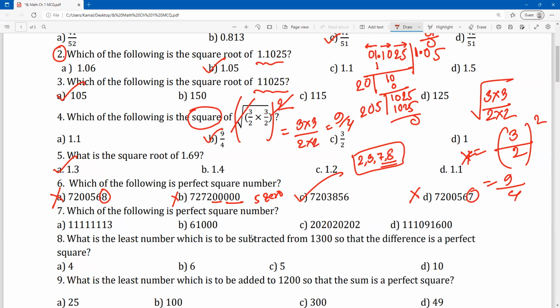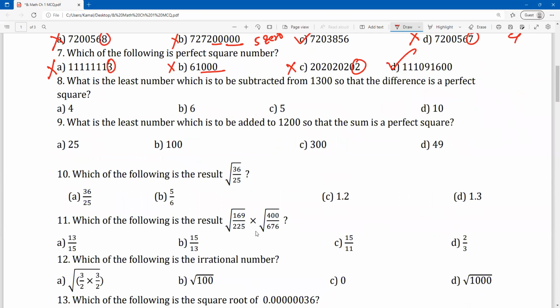Now the next question, question number 7. Which of the following is the perfect square number? As with the previous rule, here the one's place digit is 3. That's why this is not a perfect square. There are 3 zeros, that's why this is not a perfect square. And here, the one's place digit is 2. This is not a perfect square. Definitely this number will be the perfect square. Just find the shortcut rule, then identify the correct answer.